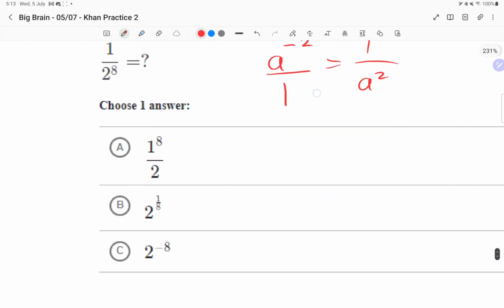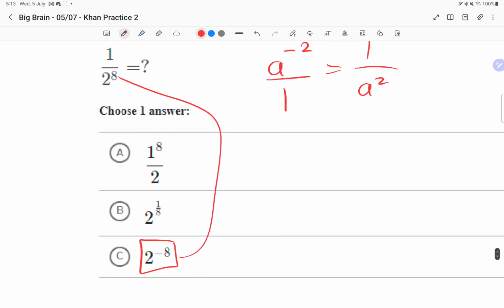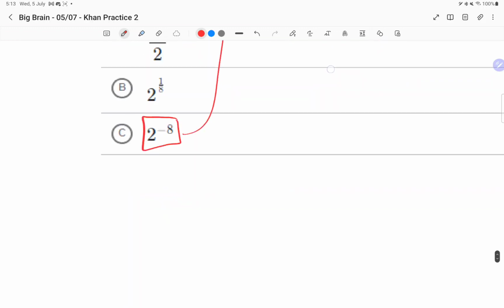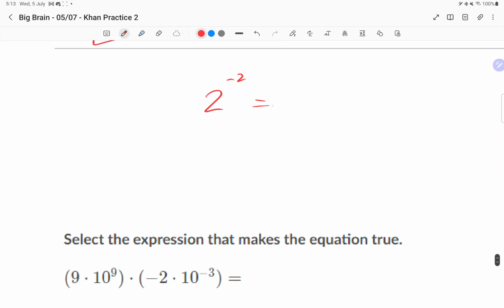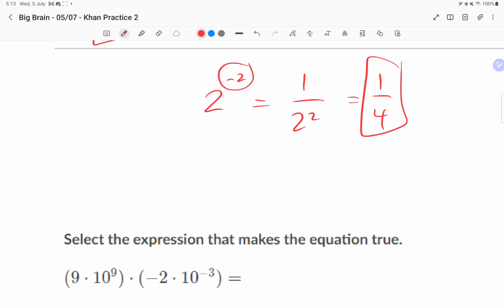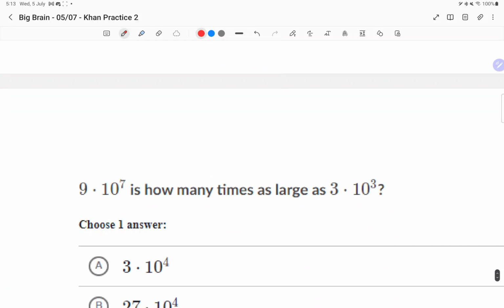So 1 over 2 power 8 equals what? Well, when you look at the expressions here, 2 to the power negative 8 is 1 over 2 power 8. Okay, so negative exponent, negative power just means 1 over the positive power. So for example, what's 2 power negative 2? 2 power negative 2 is 1 over 2 squared, which is 1 over 4. Right, so just remember, negative exponent is 1 over the positive version. Okay, similarly, let's see the other kind of question. So this is the same.